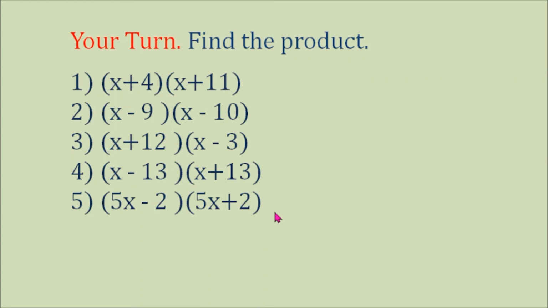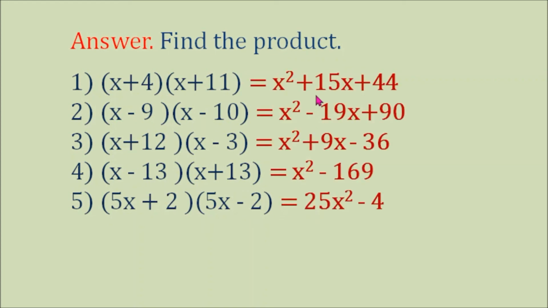Now I will show you the answer. For number 1, our answer is x squared plus 15x plus 44. Number 2, our answer is x squared minus 19x plus 90. Number 3, our answer is x squared plus 9x minus 36. And number 4, our answer is x squared minus 169. And number 5, our answer is 25x squared minus 4.